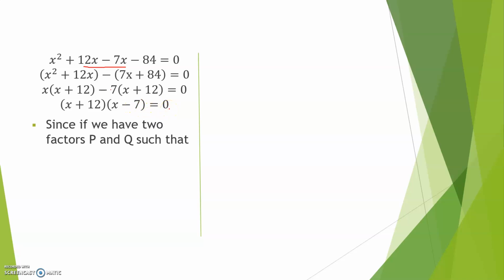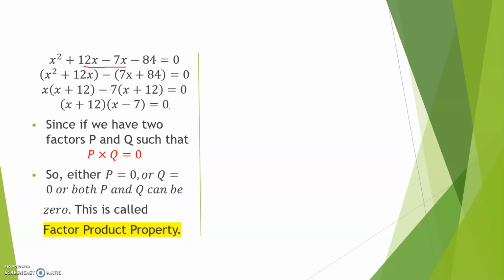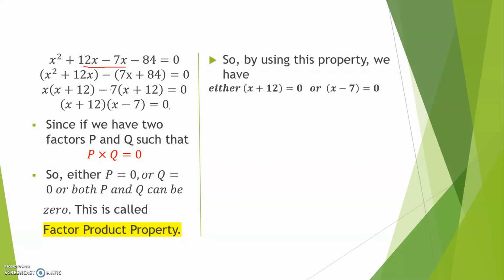Again students, you know that if we have two factors p and q such that the product of p and q is equal to 0, then either p is equal to 0 or q is equal to 0 or both p and q can be 0. This is called the factor product property. By using this property, we can write it as either x plus 12 is equal to 0 or x minus 7 is equal to 0. After simplification, we will get x is equal to minus 12 or x is equal to 7.